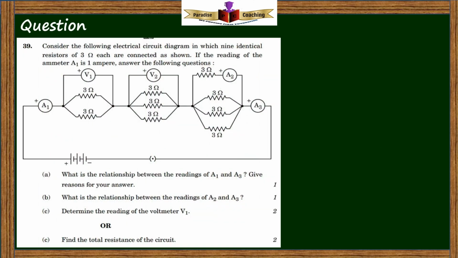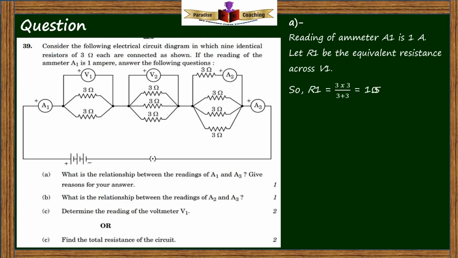Next question. Reading of ammeter A1 is 1 ampere. Let R1 be the equivalent resistance across V1. The two 3 ohm resistors are in parallel. Therefore, R1 is 1.5 ohms.